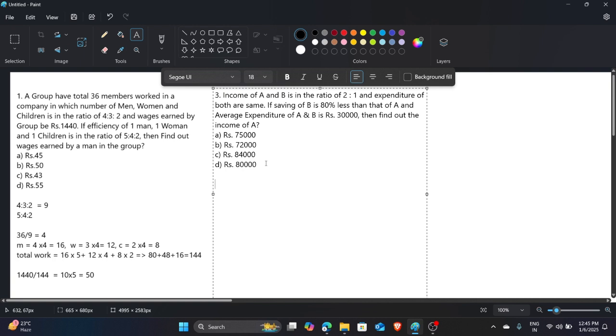Okay, so third question: the income of A and B is in a ratio 2:1. And the expenditure of both is the same. So their income is this and the expenditure is the same, so B's expenditure is considered like 1:1. Okay, if the saving of B is 80% less than that of A.